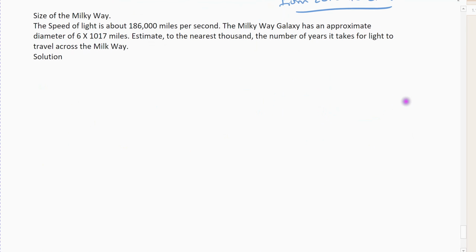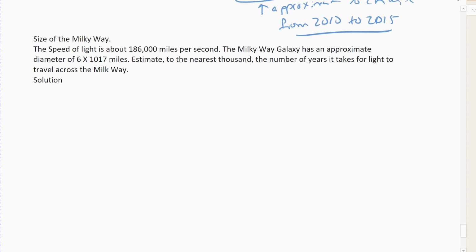Alright, the last example. The size of the Milky Way. The speed of light, which again is a really big number, is approximately 186,000 miles per second. So keep in mind this is in miles per second. The Milky Way galaxy has approximate diameter.